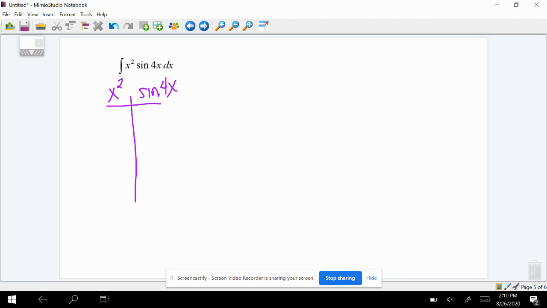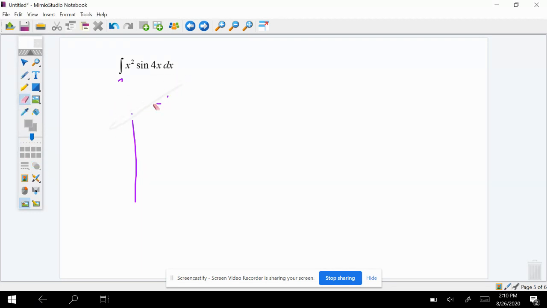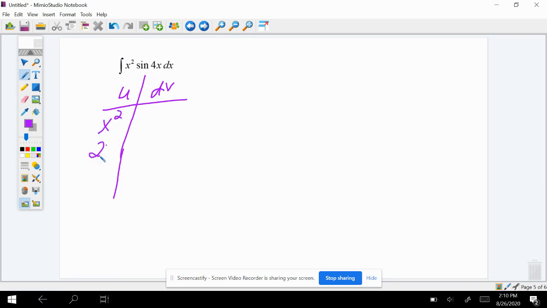Sorry, I wrote my table messy. Let me rewrite that. I want to actually write U and dV first. I think that'll make it easier to read. So my U is x squared. My du is 2x. My next derivative is 2. My next derivative is 0. That tells me I'm done.